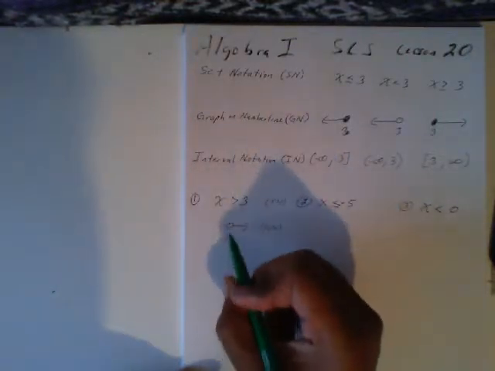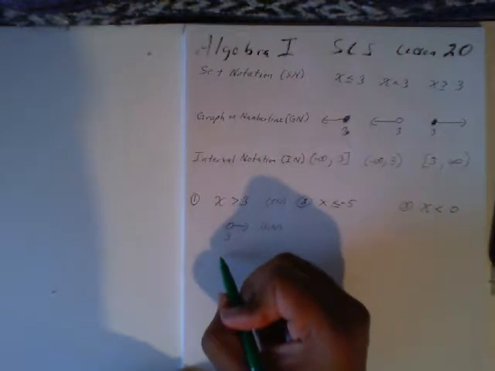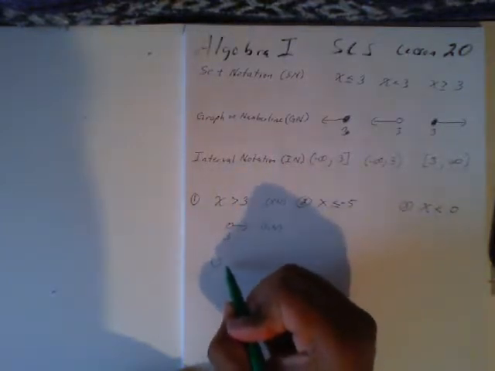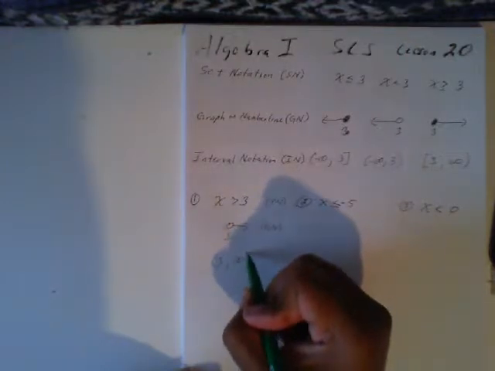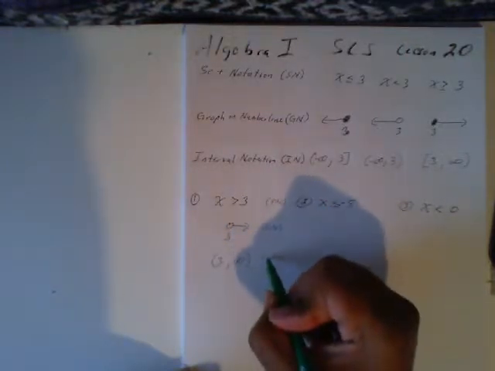Now the interval notation will be, to the left will be 3 with an open parenthesis, means it's not included. And to the right will be positive infinity with a parenthesis. And so this is our interval notation.